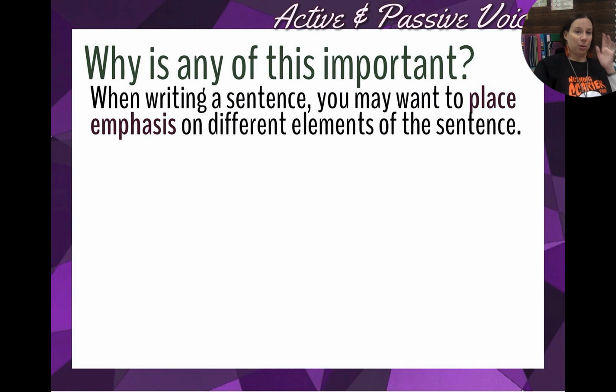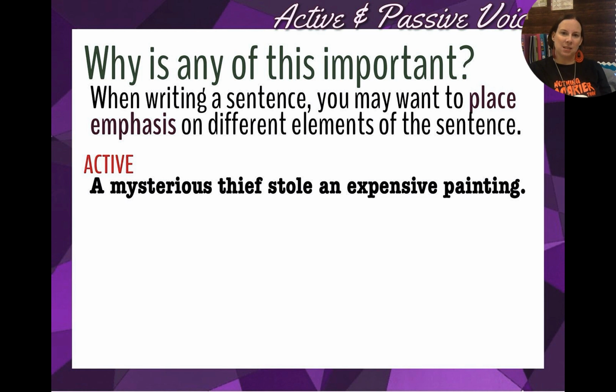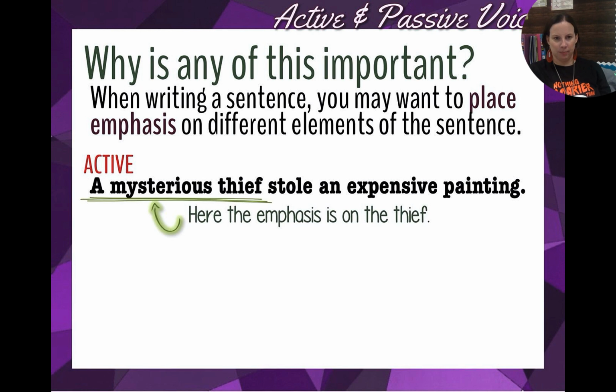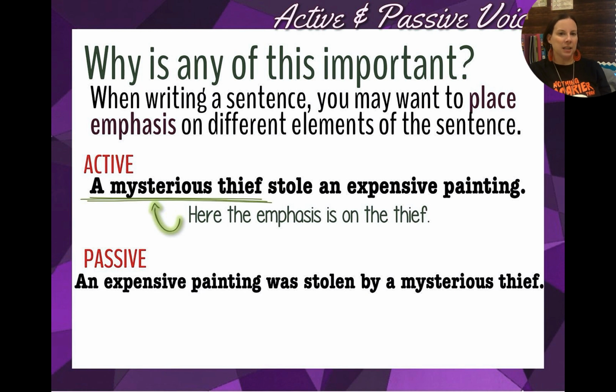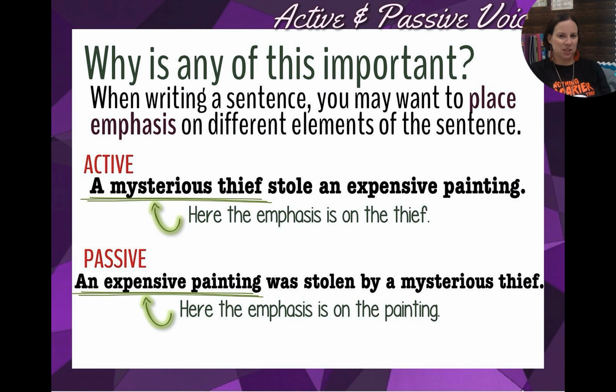Why is any of this important? When writing a sentence, you may want to place emphasis on different elements of the sentence. A mysterious thief stole an expensive painting. Here the emphasis is on the thief. An expensive painting was stolen by a mysterious thief. Here, the emphasis is on the painting. So you see how by changing the voice, you can change the emphasis.